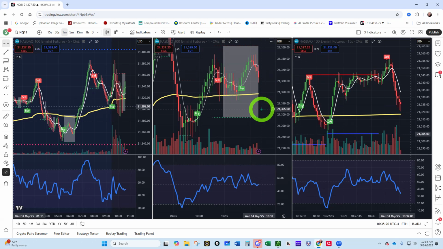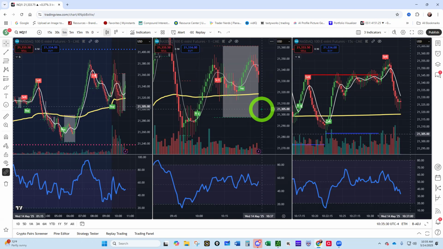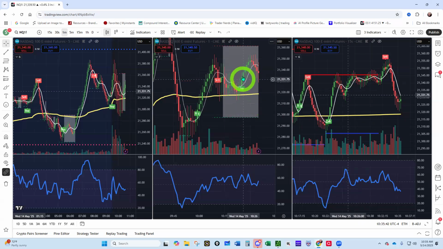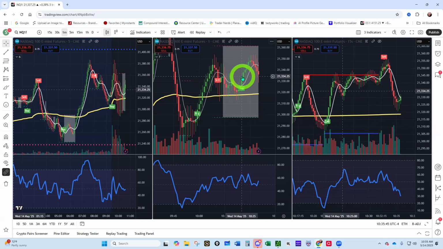Just got another sell signal. What's the AD doing? AD just chilling. AD's at negative 211.